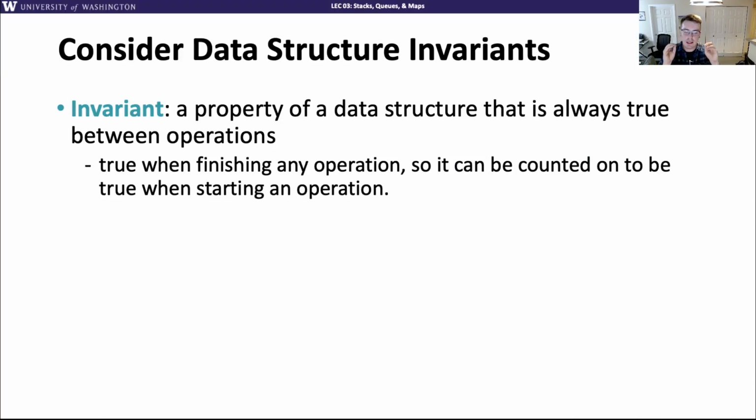And the reason this data structure is going to be slow is because we're using the wrong invariant here. So an invariant is a property of a data structure that is always true between operations. It's true whenever you finish one of your operations, like add or remove, and so you should be able to count on it being true when you start the next one. You're used to invariants. You might just not have used that word. Think back to almost any class you've implemented in your life.